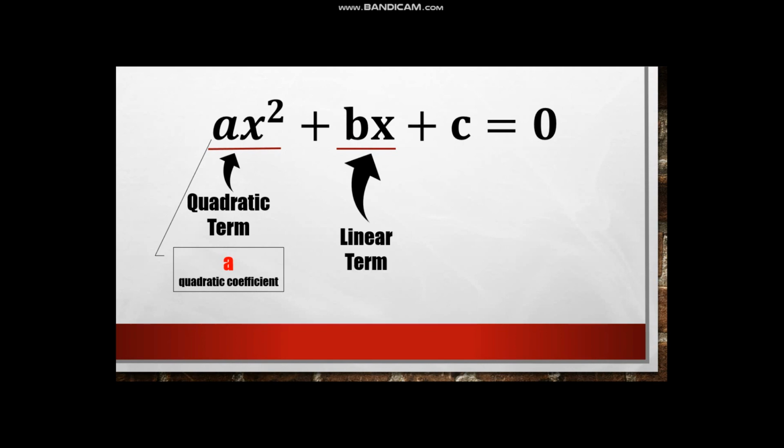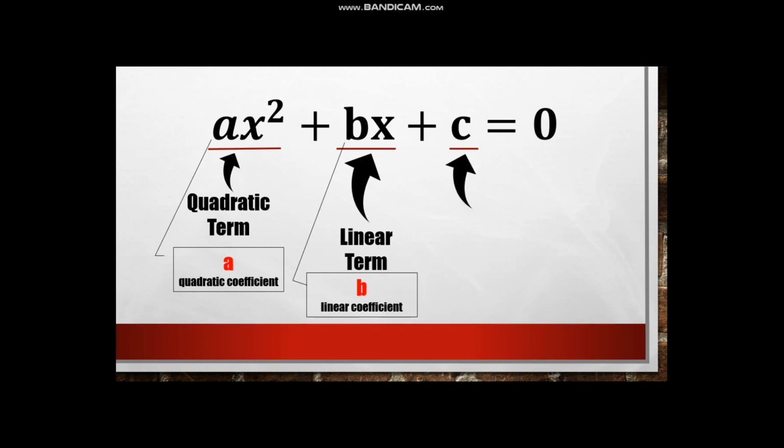Next, we have bx. Bx is known as the linear term. The linear term is composed of a constant and a variable. Please take note of the variable. The variable has an exponent of 1. The linear term has also the numerical coefficient represented by b.